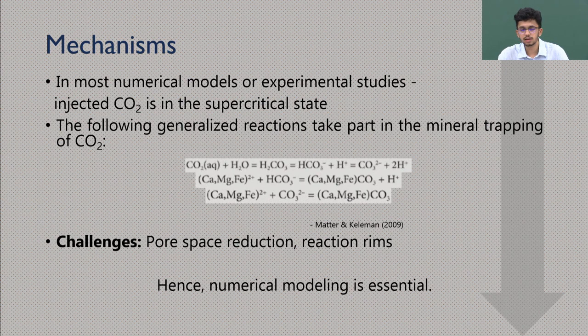Now, in most numerical models or experimental studies, the injected carbon dioxide is in a separate phase or the supercritical state. Now, this state of carbon dioxide has various advantages to it. One of them is it occupies lower volume than gaseous or aqueous carbon dioxide. It is also very easy to keep carbon dioxide in a supercritical state at such pressure and temperature conditions at around 800 meters depth, which is the optimum depth for carbon sequestration.